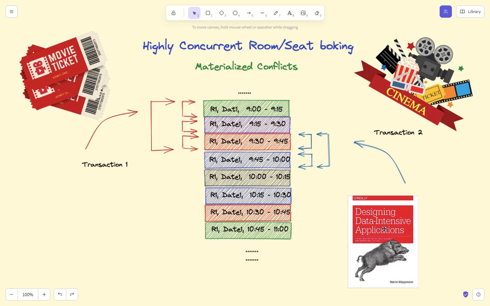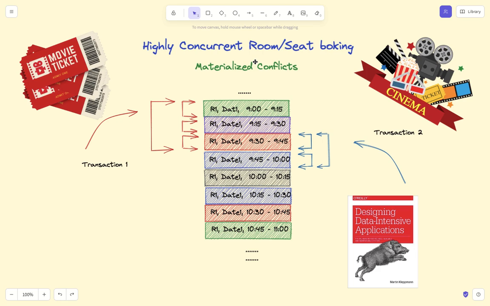So, for example, let's imagine that you have a highly concurrent system where you are required to book a room or a seat. When we are discussing a system like this, the very first thing that comes to our mind are movie booking or seat booking applications like in India we have Book My Show, right? A lot of those applications actually have this concept underneath, which we are going to discuss today, and that concept is called materialized conflicts, right?